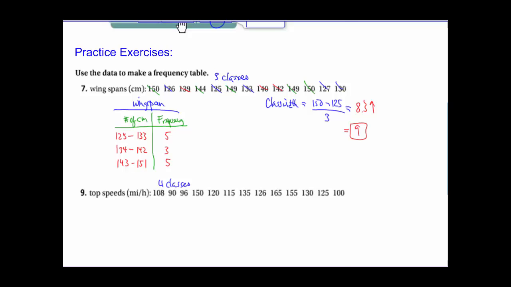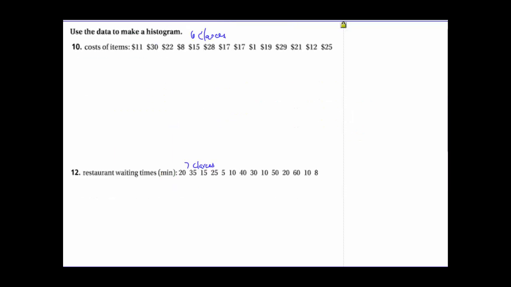One more. If you look at the next page, number 10, we're going to look at the cost of items. You need to use this data to make a histogram. Remember to first create the frequency table, then create the histogram. Go ahead, hit pause. See you in a few minutes. Go.